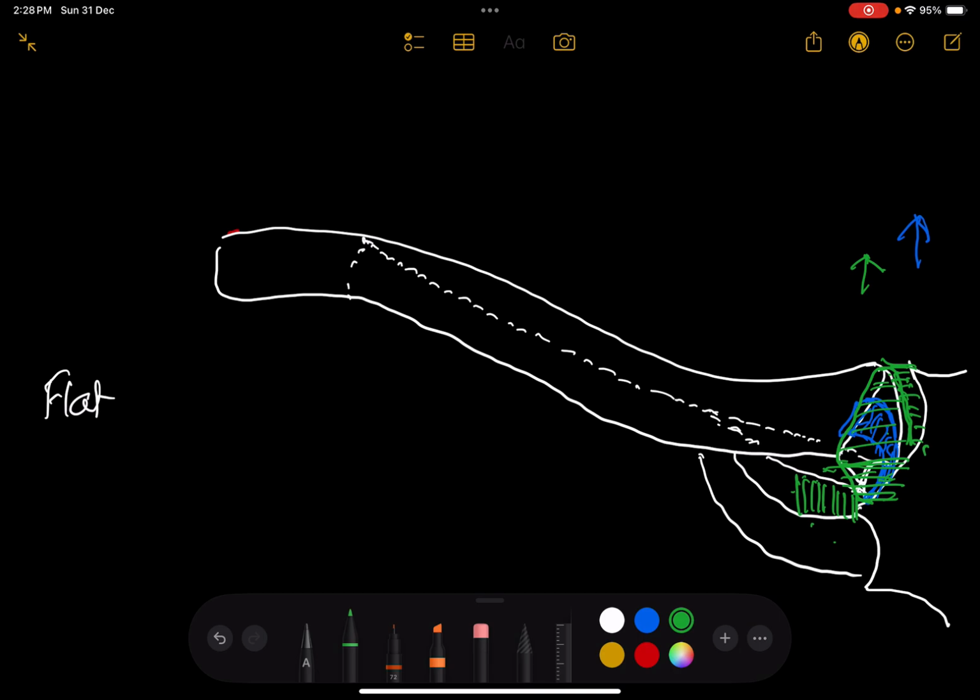So meniscus, capsule, anterior-posterior sternoclavicular ligament, costoclavicular ligament, and one ligament which goes to the other clavicle, which is called the interclavicular ligament. So this is what forms the sternoclavicular joint.